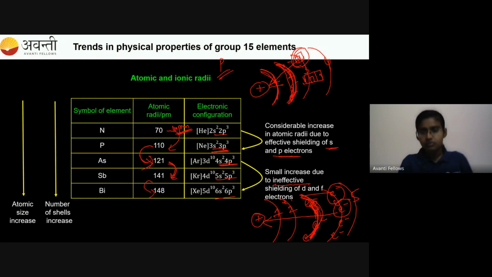Clear? So when you're going from antimony to bismuth, you can see F electrons are also there inside. So both the D and the F electrons will not shield properly, which leads to the contraction in size. So there is not a very big difference observed for arsenic, antimony, and bismuth.